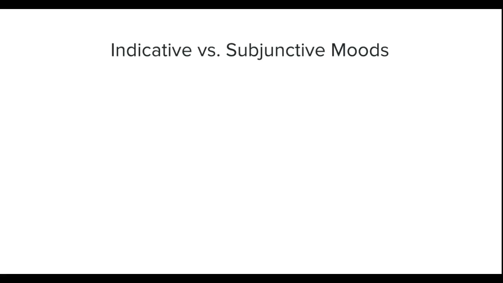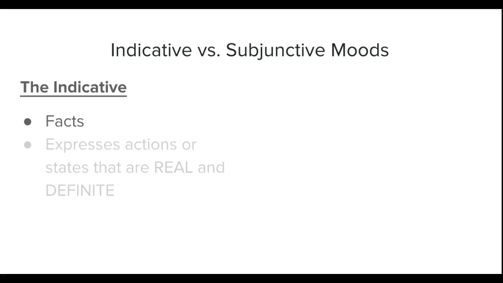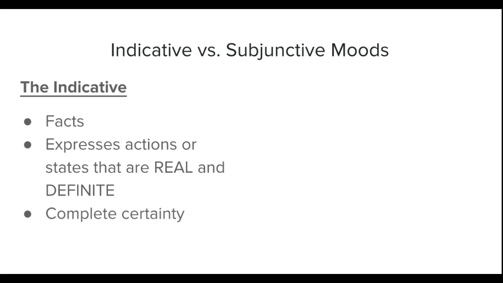To put this into perspective, let's discuss the difference between the indicative mood, which is what we've been using, and the subjunctive mood, which is what we're going to move into next. When you're speaking in the indicative mood, you're stating facts, you're expressing actions or states that are real and definite, and there is complete certainty in what you're saying. So you know that what you're saying is true, and it just really is the way that it is.